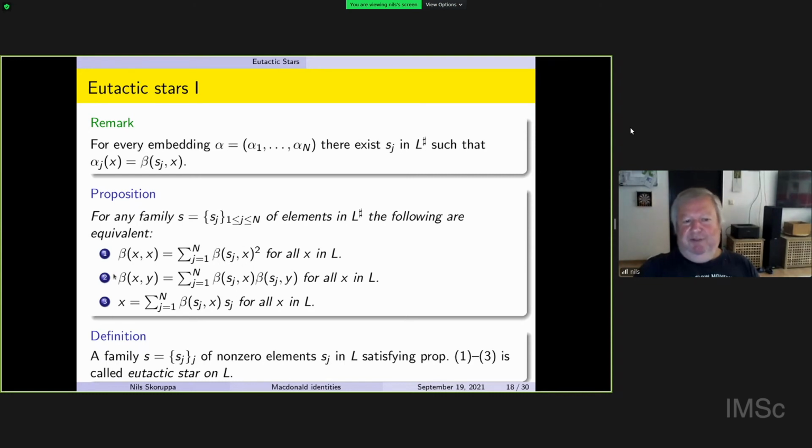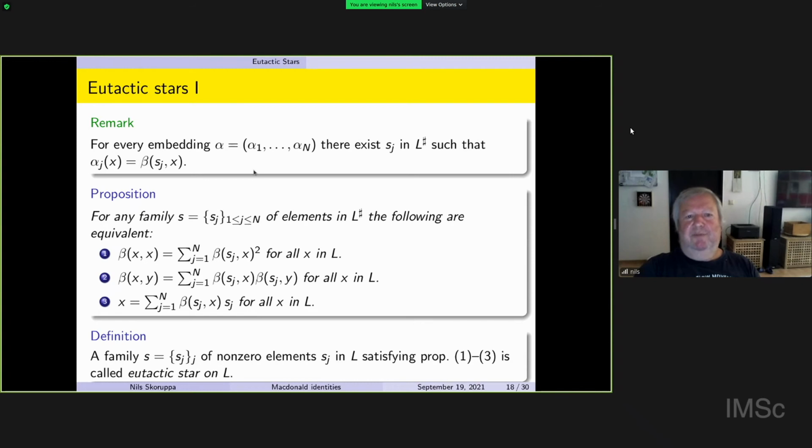And this condition can be described also in this way, as an identity for beta xy, or as a sort of pseudo-orthogonal basis, so to speak, for the lattice L that we have, right? So these three conditions that I put here, they're all equivalent. And if you have some family of elements Sj in L sharp, which satisfy one of these identities, then this is what we call a eutactic star in the theory of lattices, right? So that's a eutactic star.